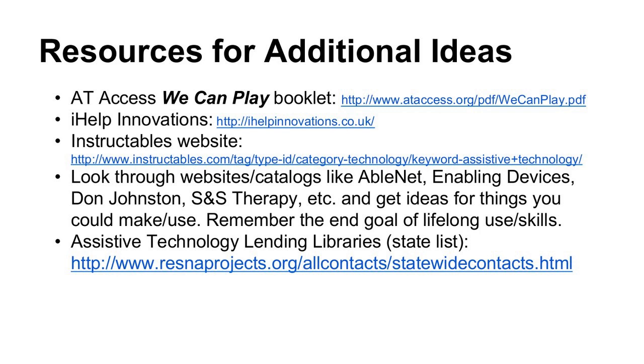On the Instructables website I talked about a little bit earlier, you can just get lost forever. There's so much DIY stuff here. It's a really good place to look. If you think there's something you want to make switch accessible, look here and see if somebody's already done it and has posted an instruction manual. Look through websites and catalogs like AbleNet, Enabling Devices, Don Johnston, SNS Therapy. All of these are great ways to find ideas of things that you already have and could adapt, things that you could easily make or use.